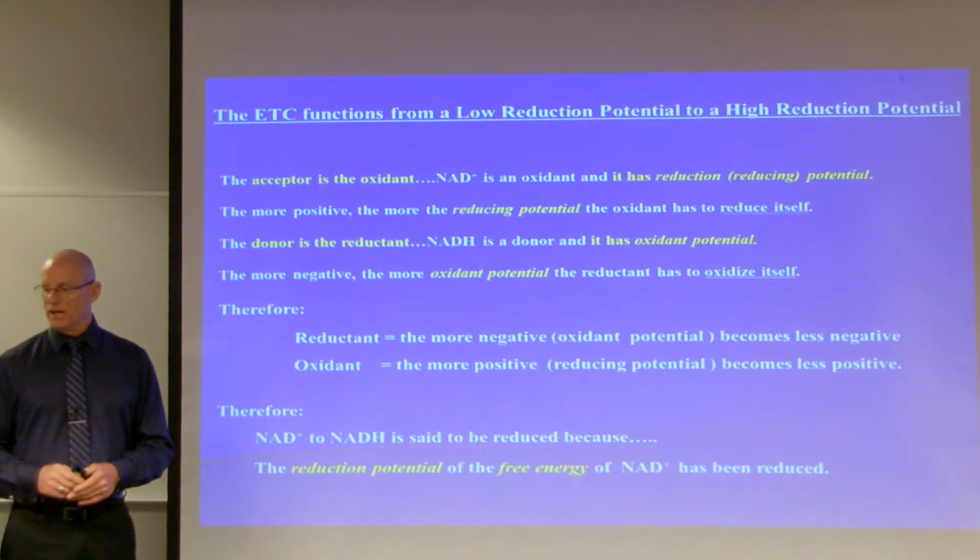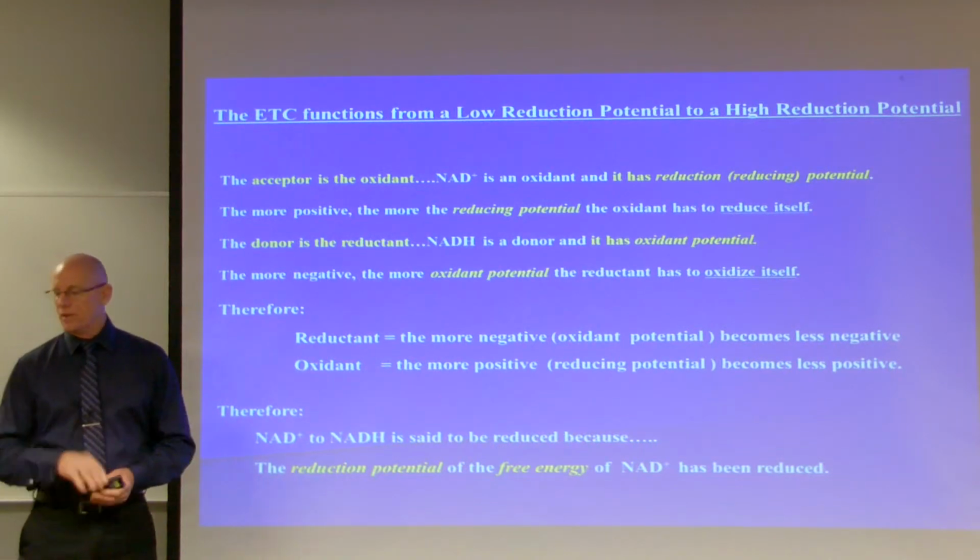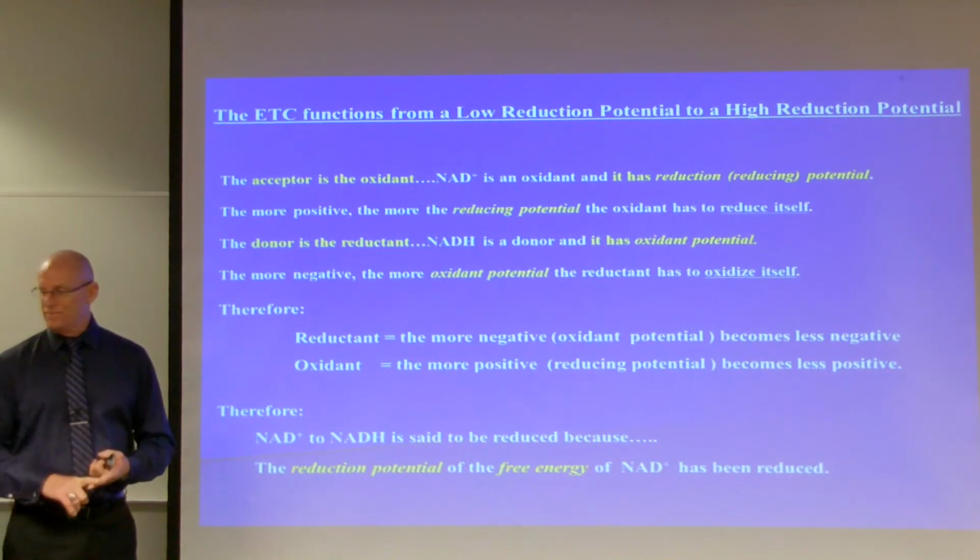The donor is the reductant. NADH is a donor, and it has oxidant potential. The more negative, the more oxidant potential the reductant has to oxidize itself. Therefore, a reductant, the more negative oxidant potential, becomes less negative. An oxidant, the more positive reducing potential, becomes less positive.